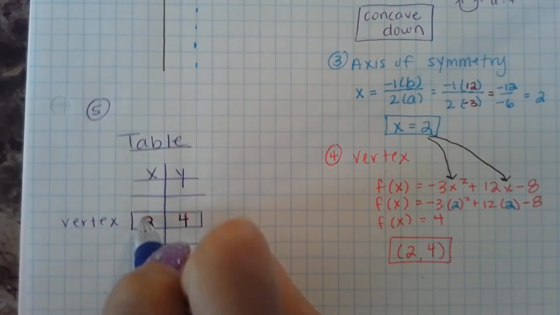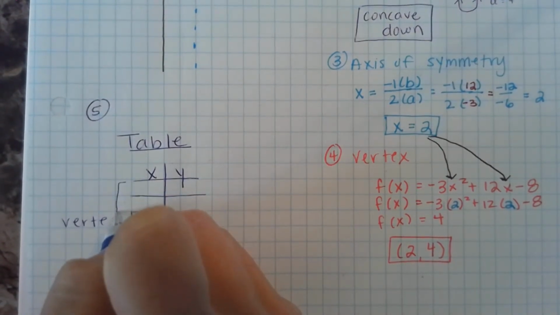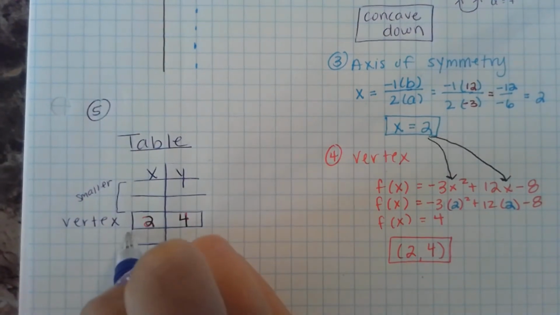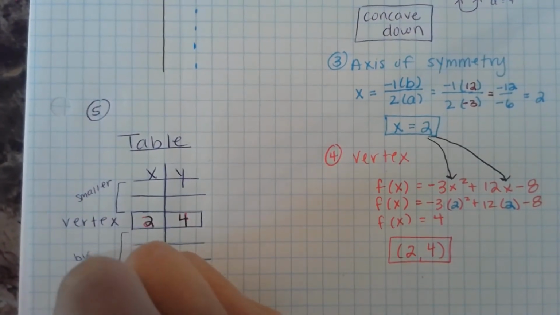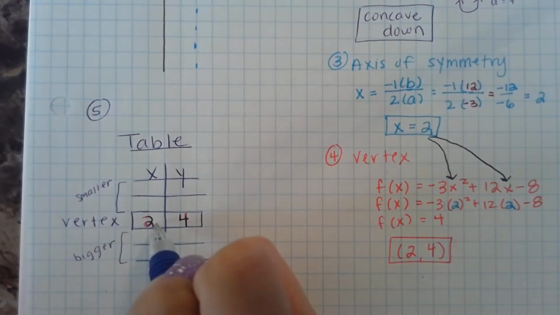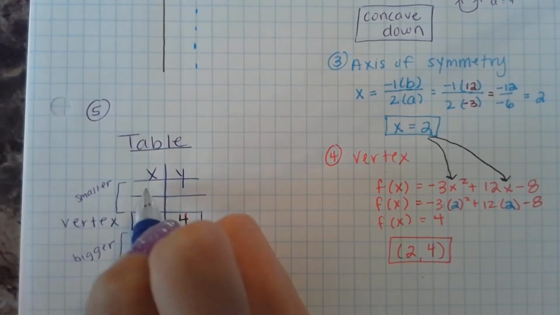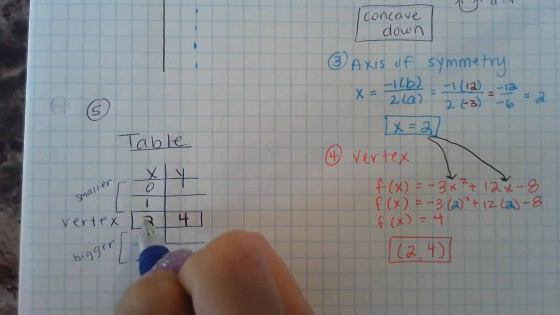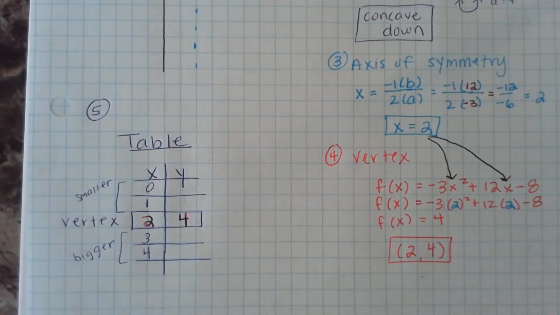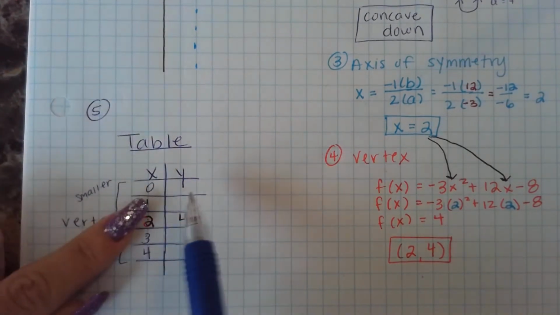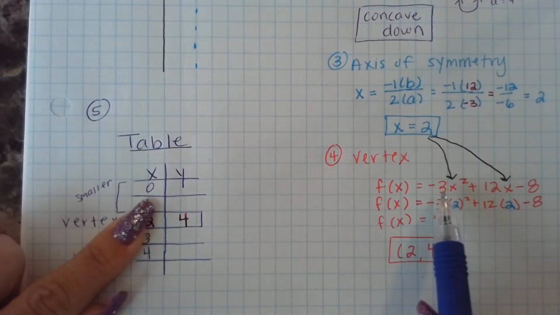So we know we're going to be writing smaller numbers than 2 here, and we're making sure we're going in order, and then the bigger ones that follow are down here. So 2, 3, 4, 2, 1, 0. So it goes 0, 1, 2, 3, 4. See how it goes in order? And just like we did with our vertex, we're plugging in 0 as our x value into the equation.